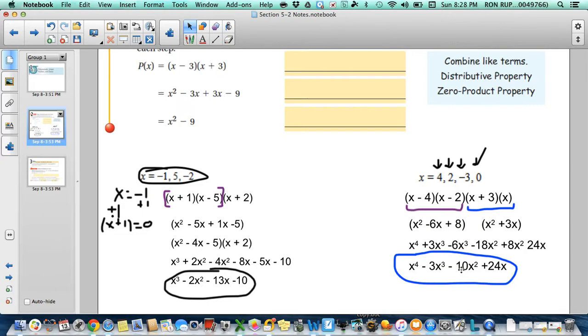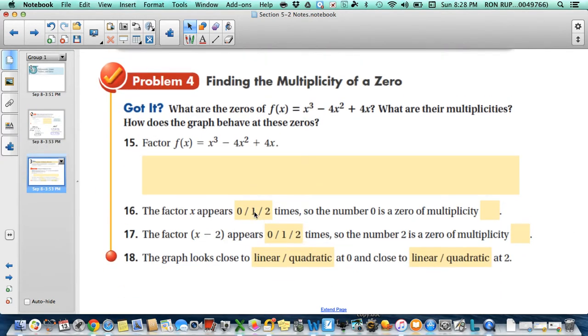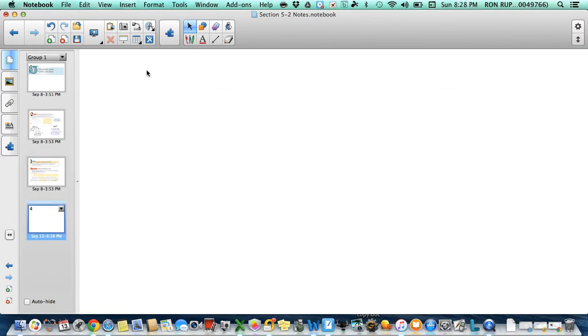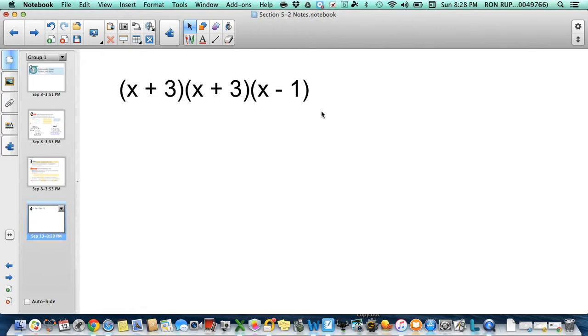Well, what that means is if you have multiple zeros, you can analyze how many of one factor you have. So let's say that I factor a polynomial and I get x plus 3, x plus 3, and x minus 1. Let's see, these are the three factors I get.